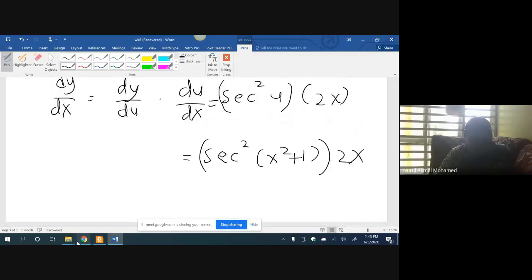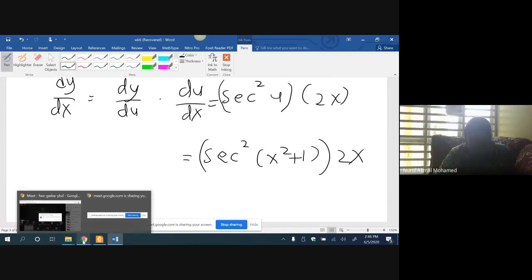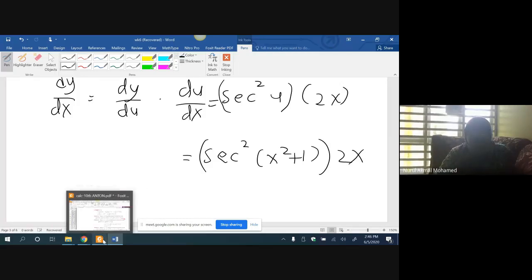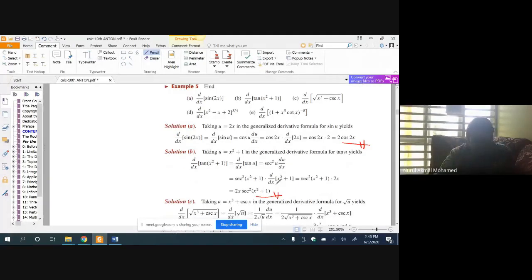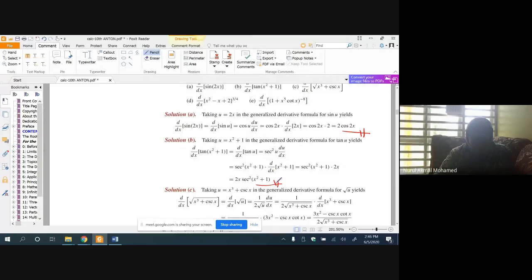So let's compare with the solution from the book. 2x secant squared of (x squared plus 1). So 2x secant squared of (x squared plus 1). So this is the solution. It's the same. Okay? Is it okay?